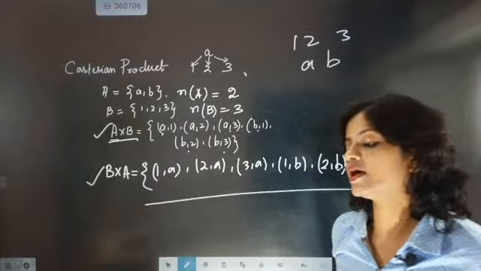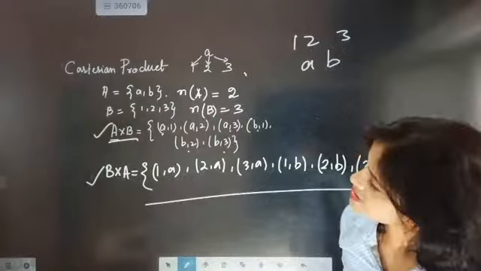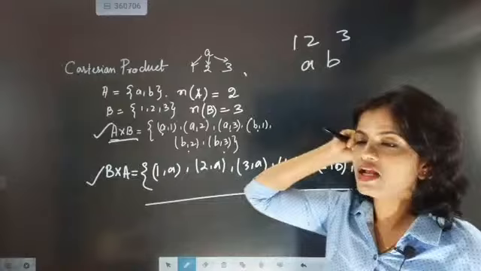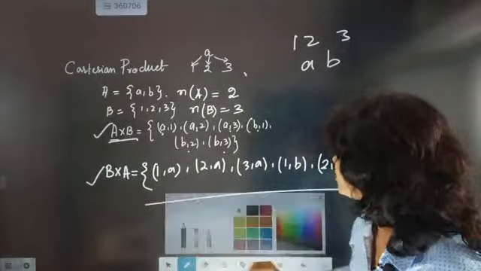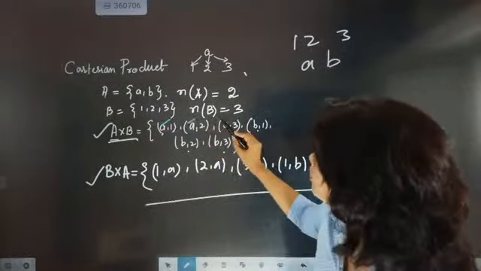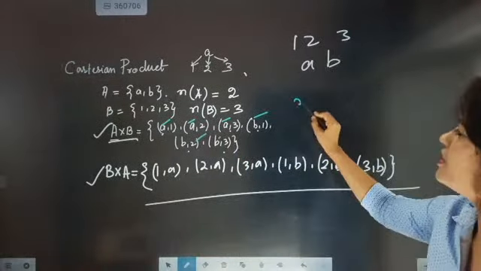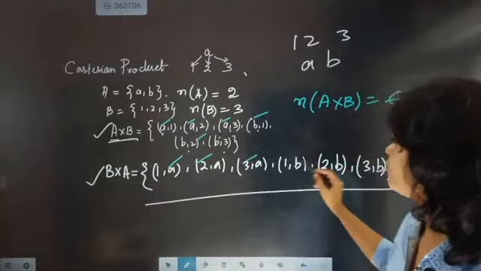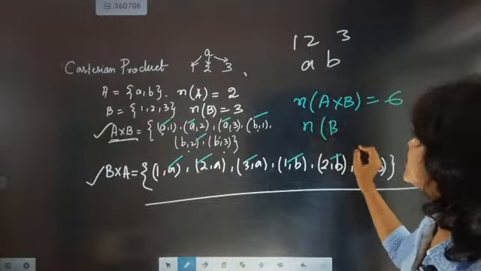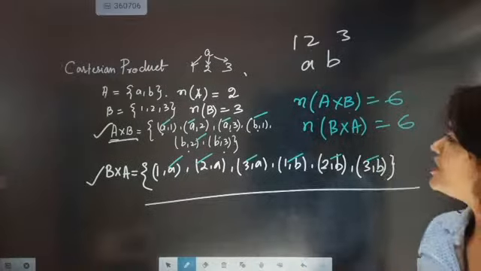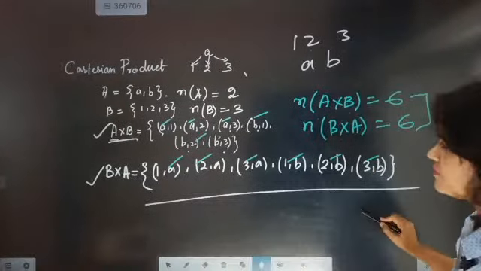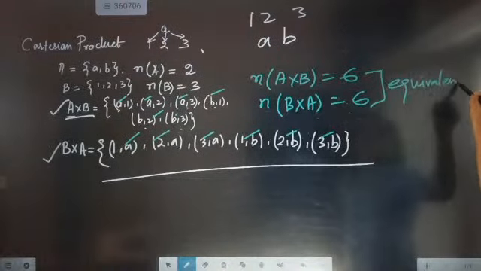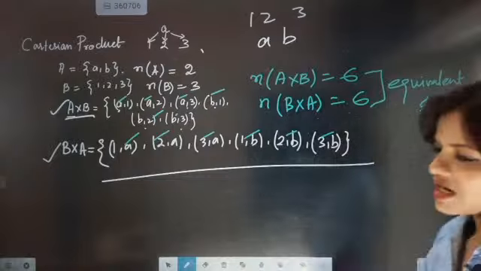Yes, Gautam, absolutely correct. They both are looking equal, but are they exactly equal? Let's check the number of elements present inside. Look here: 1, 2, 3, 4, 5, 6, that is the cardinal number of A cross B, coming as 6. Cardinal number of B cross A is also equal to 6. That means they both are equivalent sets.